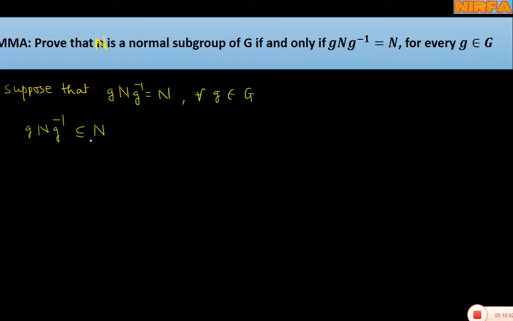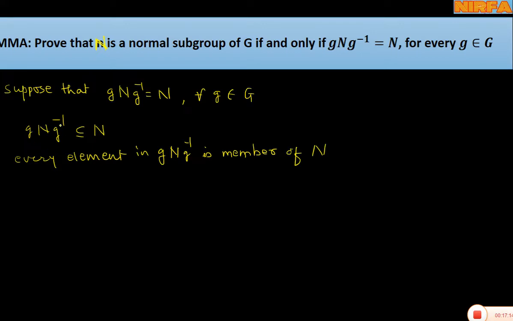g N g inverse is a subset of N. What is its meaning? The meaning is, when this g N g inverse is a subset of N, its meaning is every element in g N g inverse is a member of N, because g N g inverse is a subset of N.